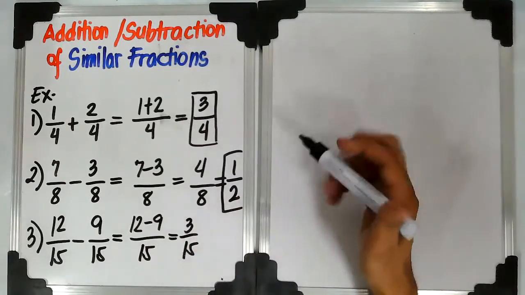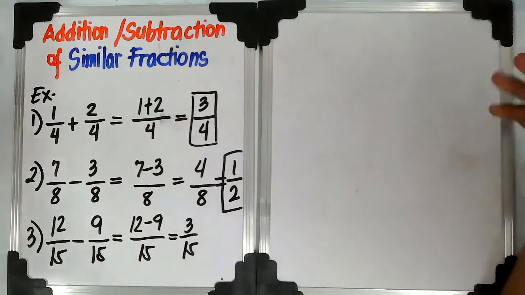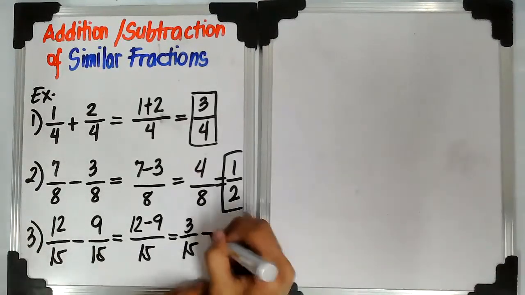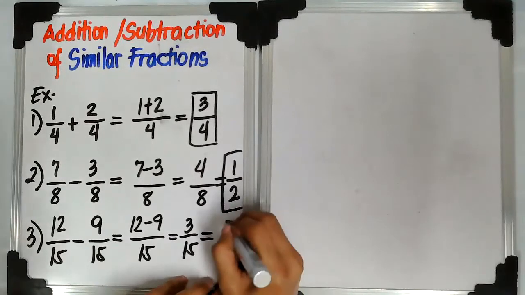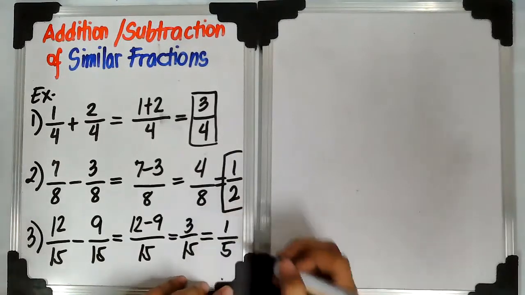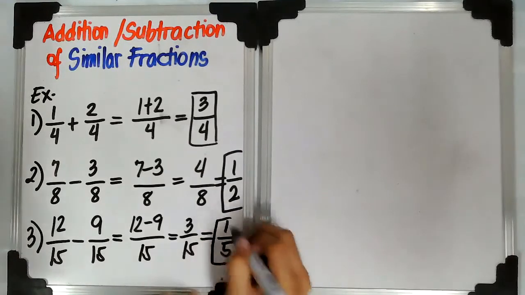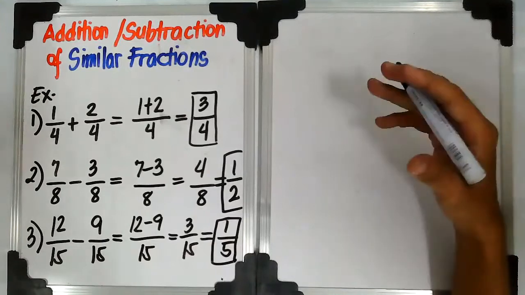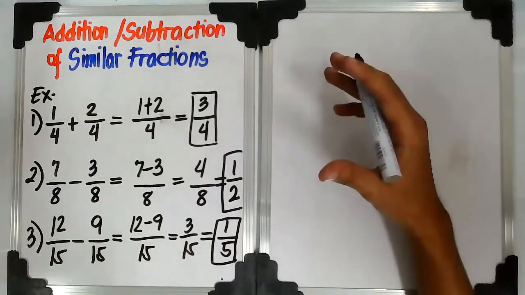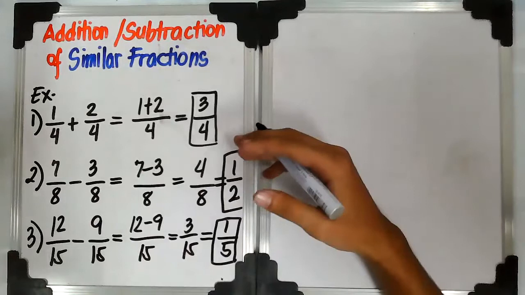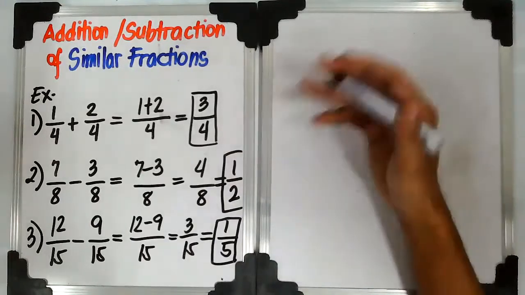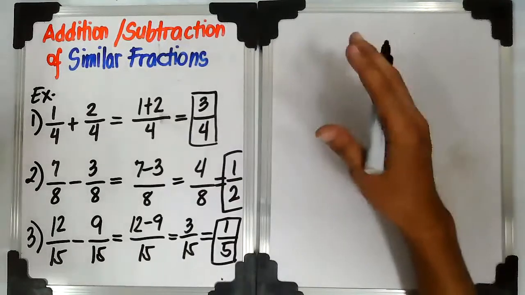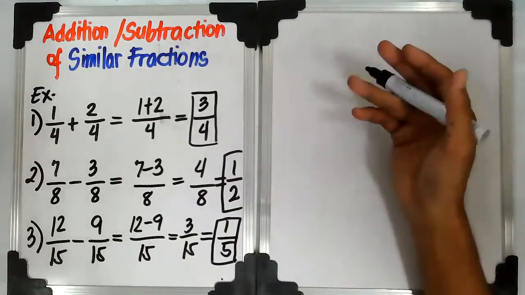And let's see if 3 and 15 have a common factor. And yes, it is still simplifiable. As we simplify this, this will be equal to 1 over 5. So this will be our final answer. So in cases like 2 and 3, if you use the indicated operation in getting the sum or the difference of fractions, and the fractions are still simplifiable, then you have to write it in its simplest form. You have to remember that fractions are meant to be simplified.